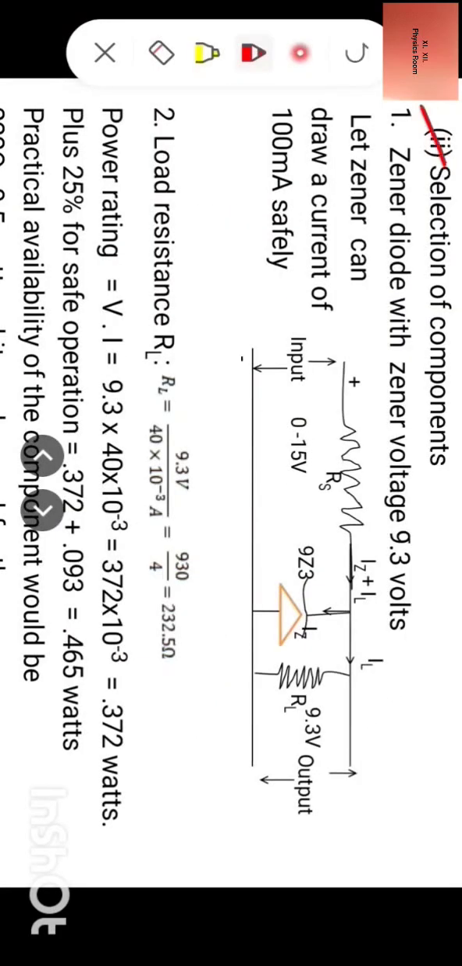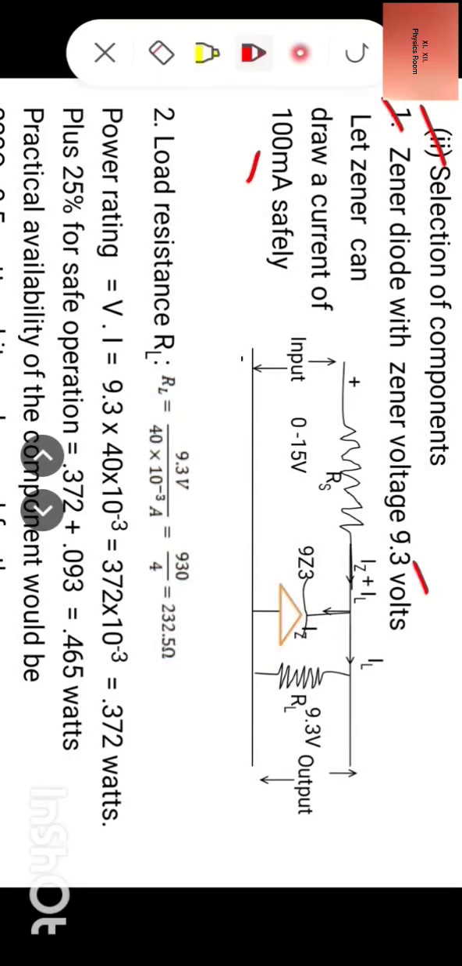Now second, selection of components for designing voltage regulator of given standards. Now let us take up step by step. First step, we need a Zener diode. Now Zener diode with Zener voltage 9.3 volts is required. Let Zener can draw a current of 100 milliampere safely. That is, the rating of Zener diode is 100 milliampere.